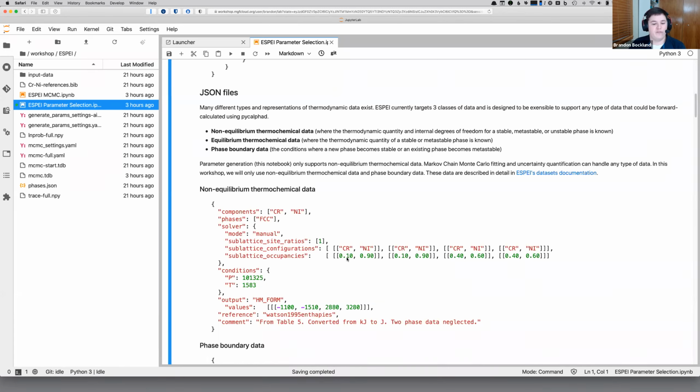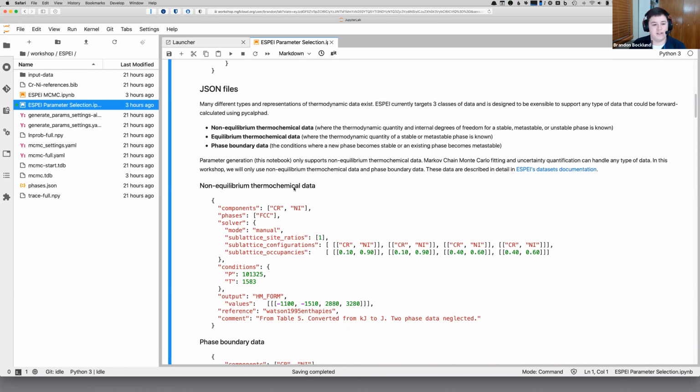And so if you were to perform some experiment, you might know the overall composition, but you wouldn't know the internal degrees of freedom of that phase, so the site fractions, unless you measured them using some experimental technique. And so for the parameter selection, this non-equilibrium thermochemical data is really the core driver of being able to generate these parameters, because again, we know the internal degrees of freedom. And so one example for non-equilibrium thermochemical data for the system is here.